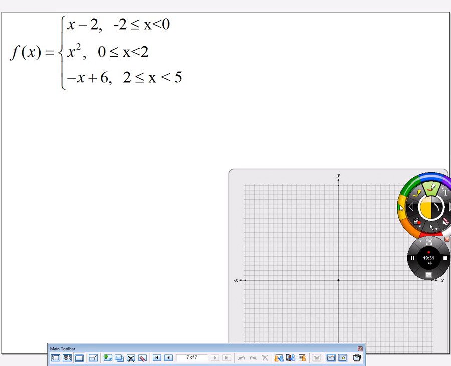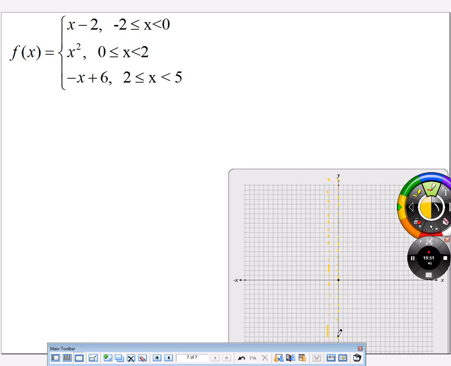Read what the domain says. X is greater than or equal to -2 and less than 0. So that piece needs to be between -2 and 0. Okay? So between -2 and 0 will be that piece.